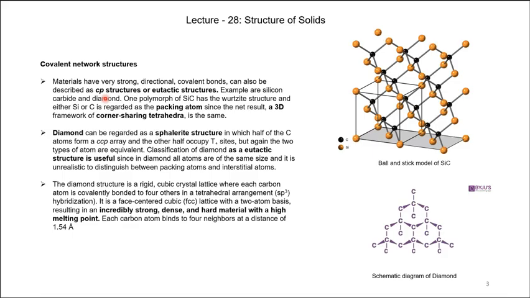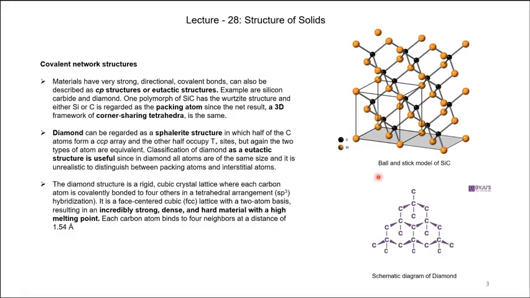Silicon carbide has polymorphs. One of the polymorphs of silicon carbide is like the wurtzite structure, which we have discussed. And there silicon or carbon is regarded as the packing atom. And the net result is a three-dimensional framework of corner sharing tetrahedra. That's what we discussed. Here is what the structure looks like. If we see the ball and stick model of silicon carbide, it looks like this. These atoms are silicon, and these black ones are carbon.